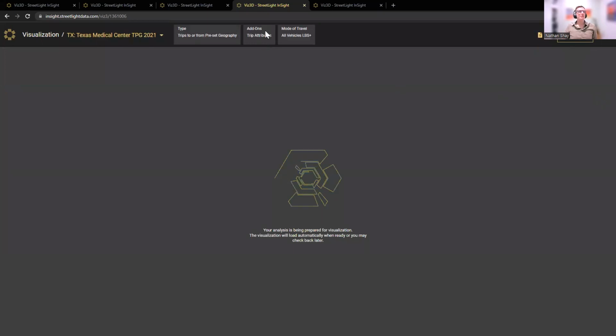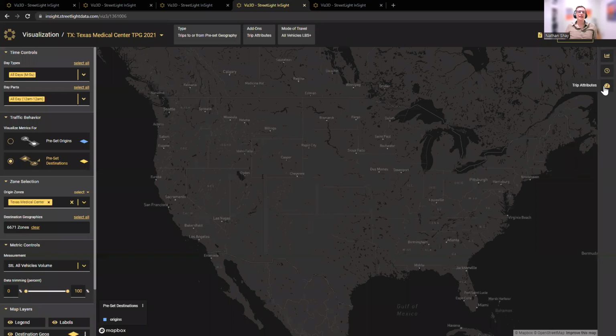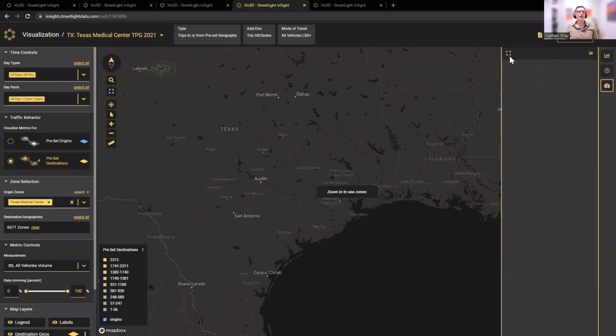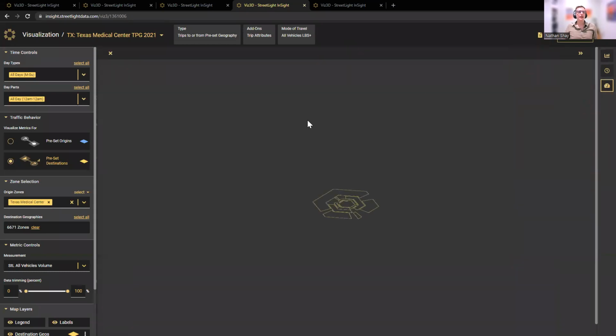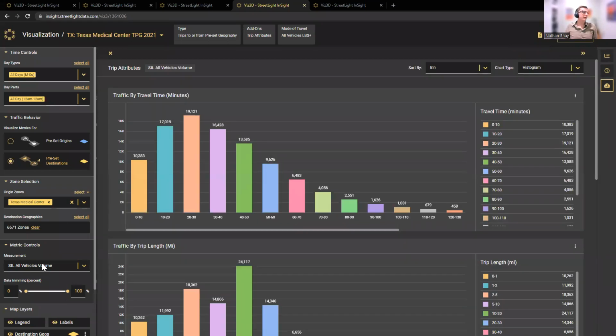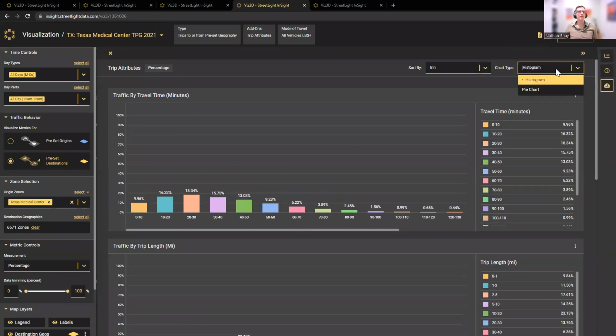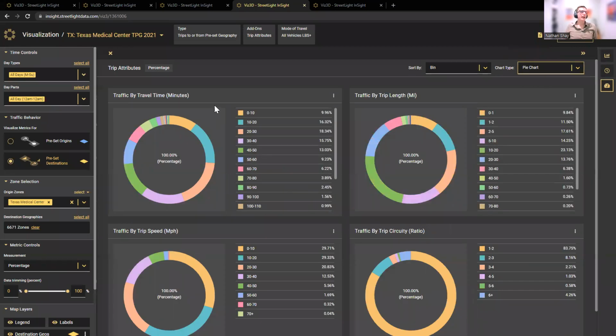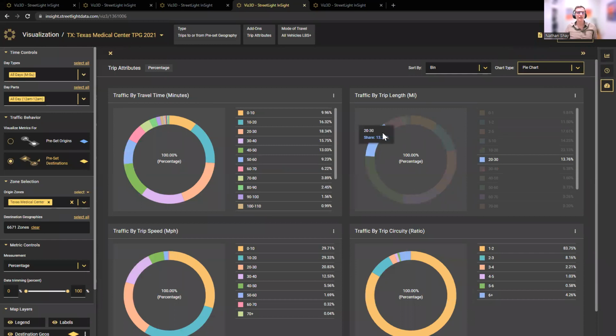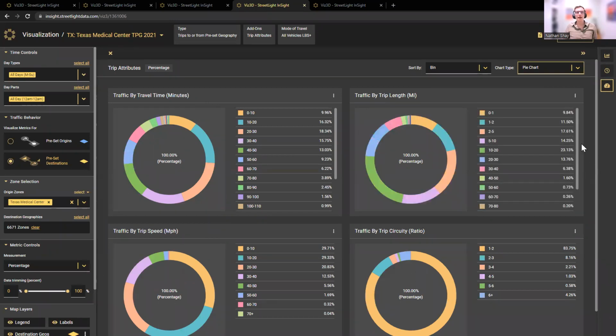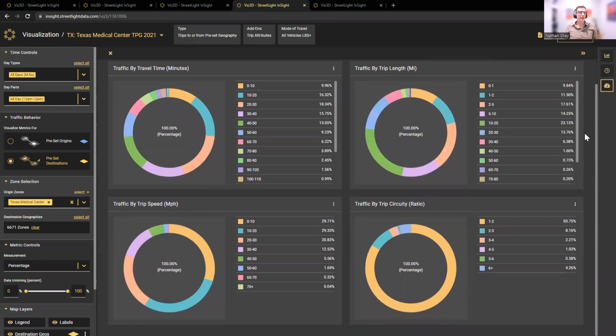We can look at the trip attributes, and I'll turn this to percentage and pie chart and look at, again, things like trip length distribution. So you've got a lot of folks coming from pretty locally, but you've got a long tail here with the 20 to 30, 30 to 40, and then still a good chunk of people in that over 40 miles away coming to the hospitals there.